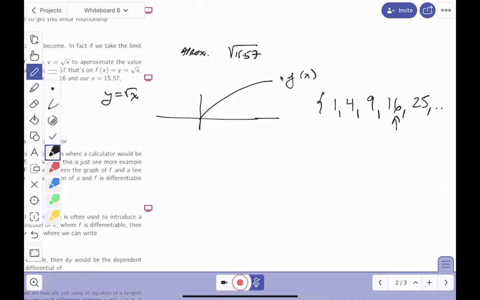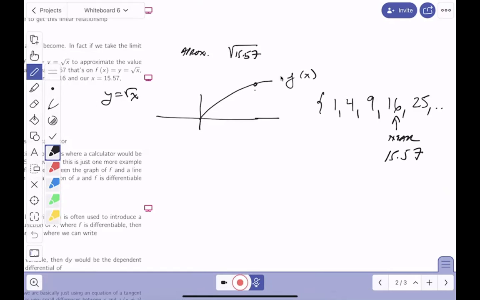Now, someone says, well, I want to use 25 because I like 25. 25 is way far away from 15.57. You might say 9, it's still too far away. We want something near. So this is near 15.57. For example, if they want the square root of 24.9, I would say 25 would be the near number. So let's put this down. We're not near 25, by the way. We're near 16.